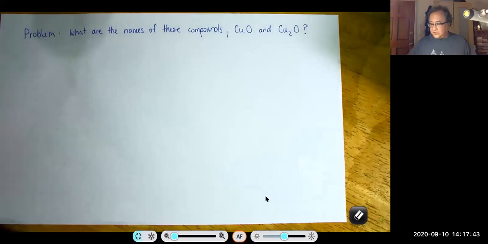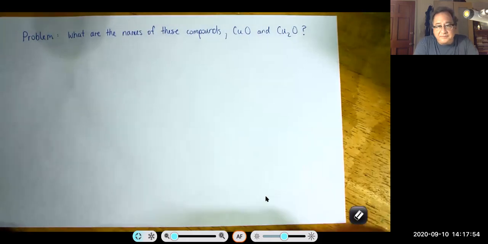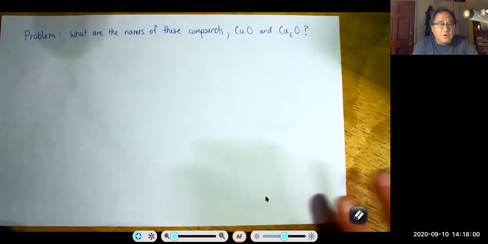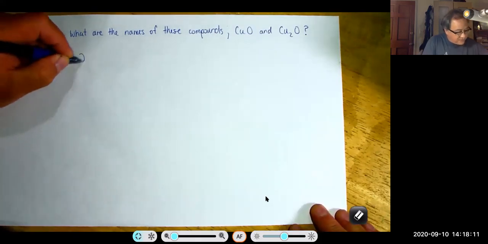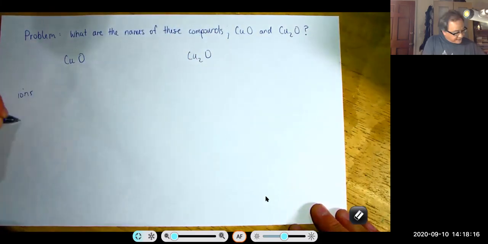Okay, so just a little test here. What are the names of these compounds? I'll tell you, one of them is copper 1 oxide and the other is copper 2 oxide. So what you want to do right now is hit pause, figure out the formula of each ion, figure out the name of each ion, and then put it together. You're going to start off here, CuO and Cu2O. You're going to get the ions, get the ion names, and then get the name of the compound.